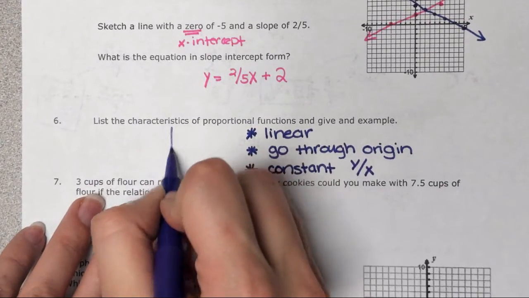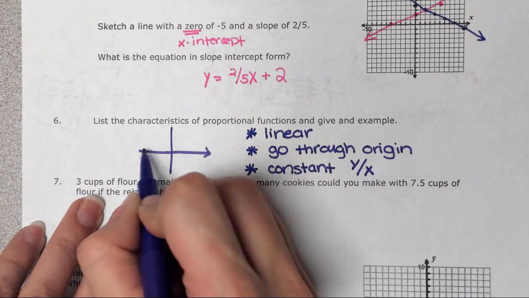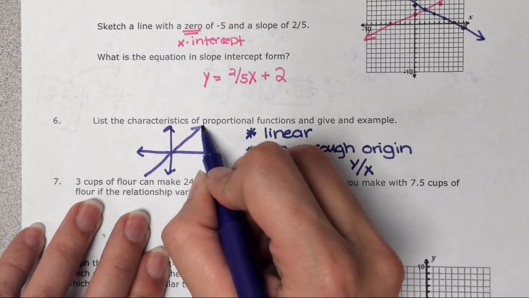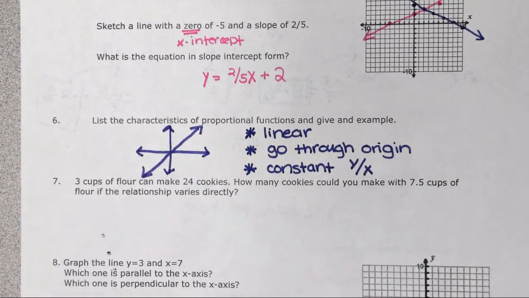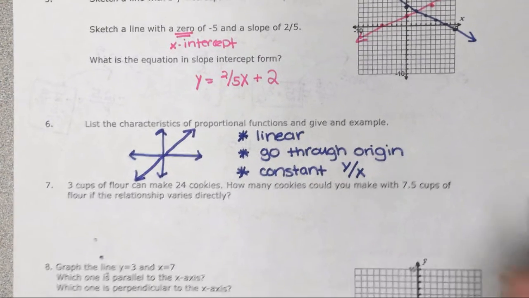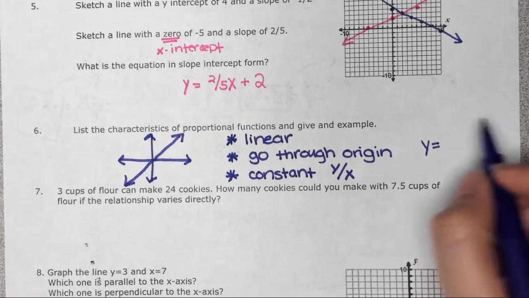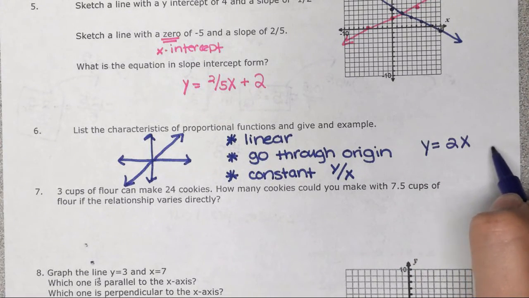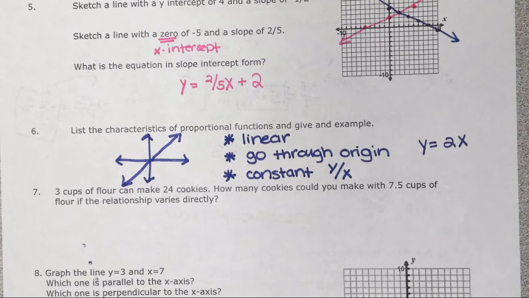An example, I'm going to go easy and do a graph. As long as it is linear and going through the origin, it's an example. If I was to do an equation, we could do y equals 2x, as long as it does not have a constant and it's not squared.